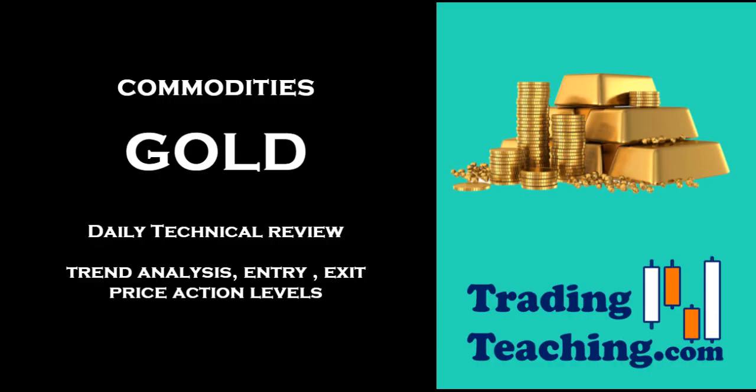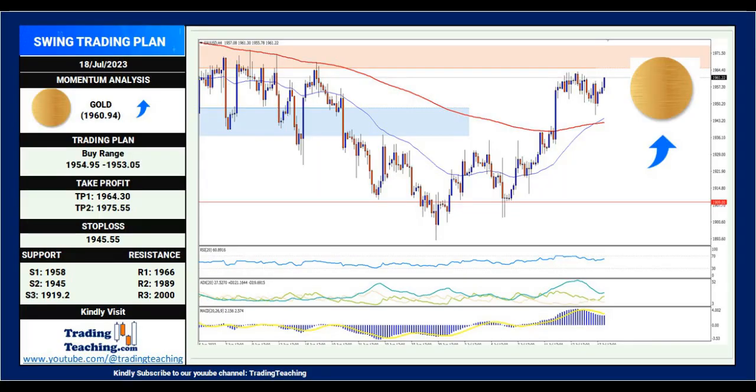Gold technical view. The current gold price is 1960.94. The technical analysis forecast for the next 2 to 3 days suggests a favorable uptrend for gold. The 1954.95 to 1953.05 price zone is a good area to buy, with an expected upside of 1964.30 and 1975.55. If market behavior changes, stops should be placed at 1945.55 to control the risk.